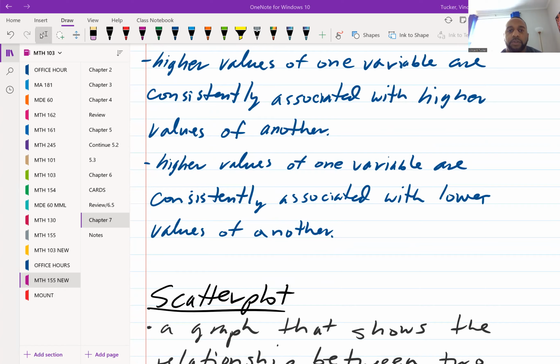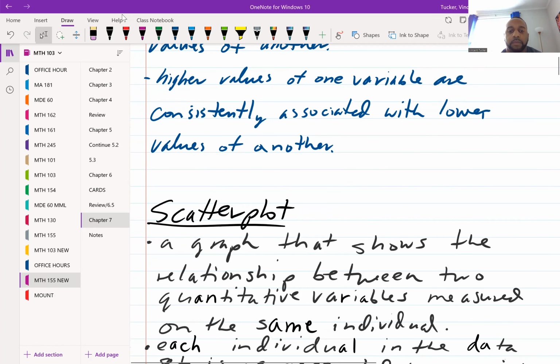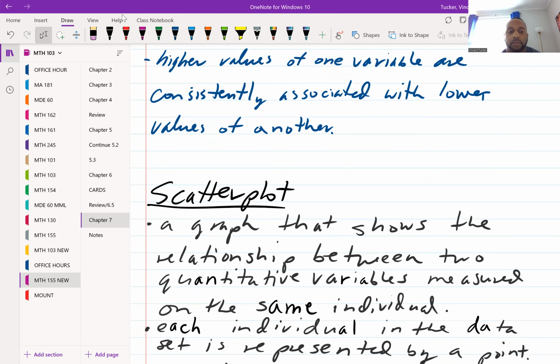Let me know if I scroll it too far. So next we're looking at scatter plot. Scatter plot is a graph that shows the relationship between two quantitative variables measured on the same individual. Each individual in the data set is represented by a point.